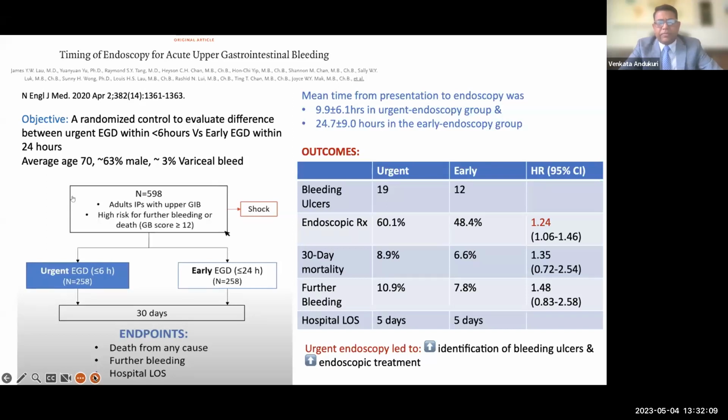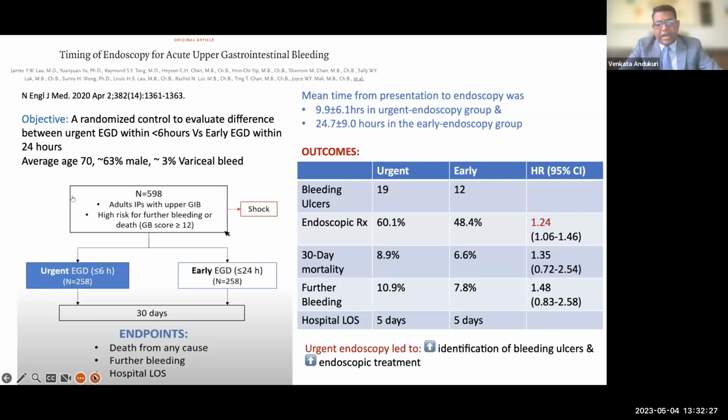So the mean time from presentation to endoscopy was about 9.9 hours, plus or minus 6. So even in the urgent group, it was not really 6 hours. And in the early endoscopy group, it was 24 hours, plus or minus 9 hours there. So even that was more than 24 hours, as you can see.